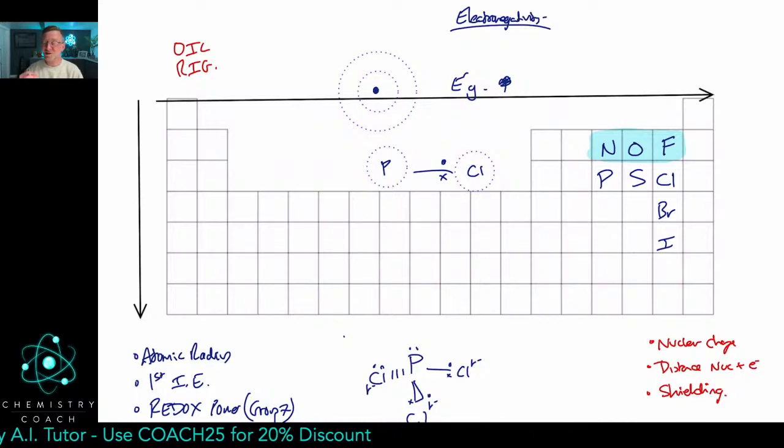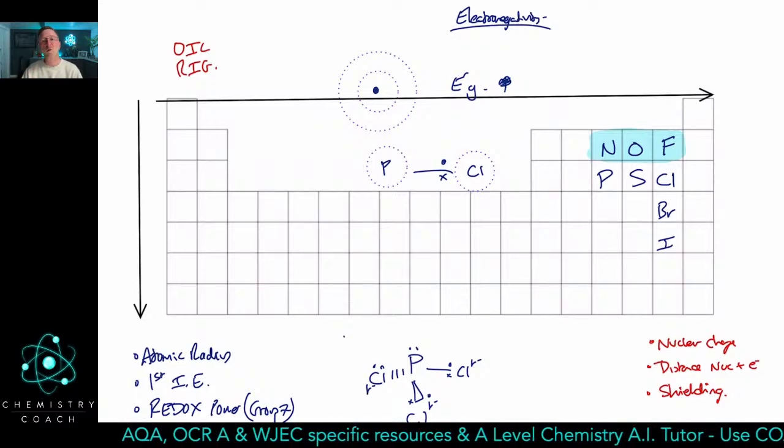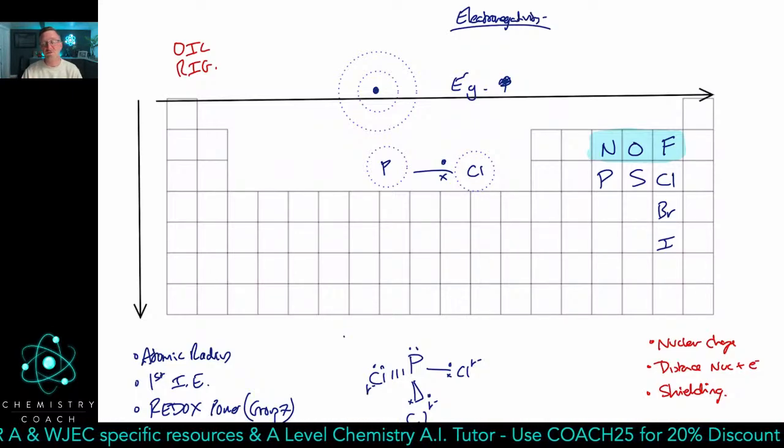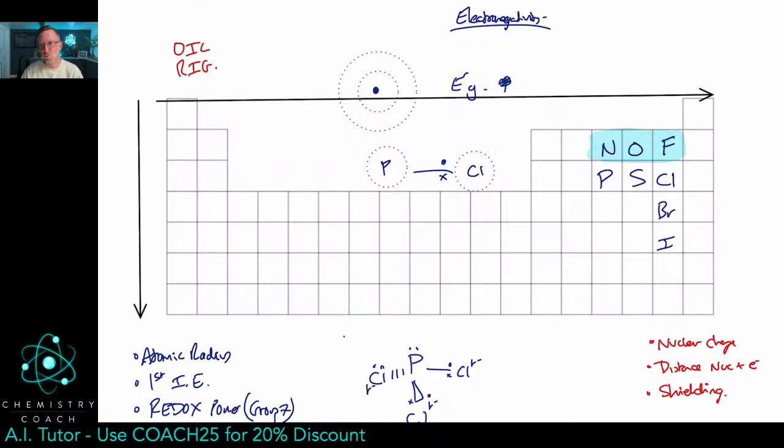Okay, so again, the same reasons for first ionization energy, same reasons for redox power. It's about atomic structure. So increased nuclear charge, no extra shielding. That's why chlorine is more electronegative than phosphorus. That's why it's better at attracting a bonding pair of electrons towards it.